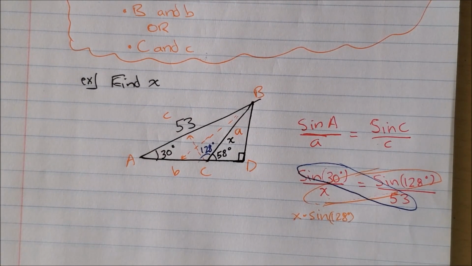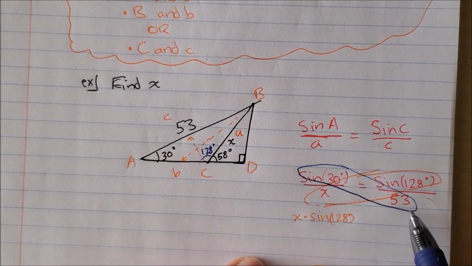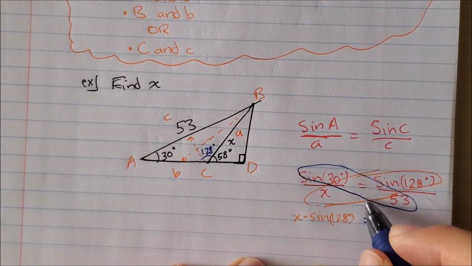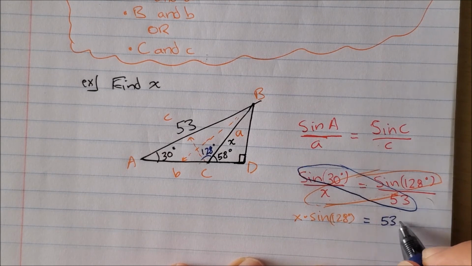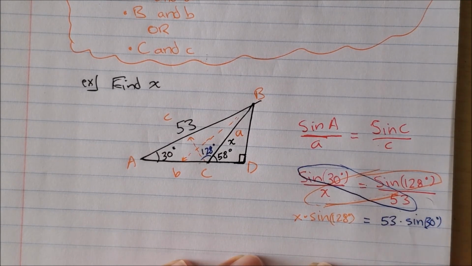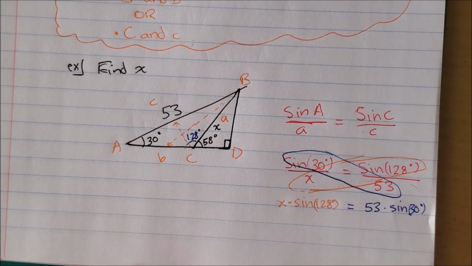And then let me write on the blue. I have sine of 30 times 53. So equal sign, don't forget the equal sign. But 53 times sine of 30. And again, I'm going to leave the decimals until the very end. I'm just carrying this over for maximum accuracy.